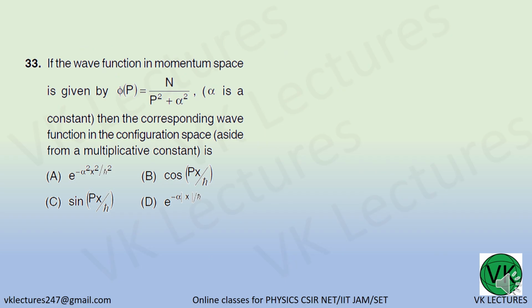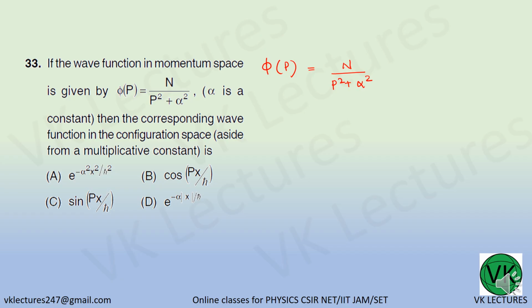Question 33. The wave function in momentum space is given by phi of p equal to n divided by p square plus alpha square, where p is the momentum and n is the normalization constant, alpha is some constant as given. Then the corresponding wave function in the configuration space.